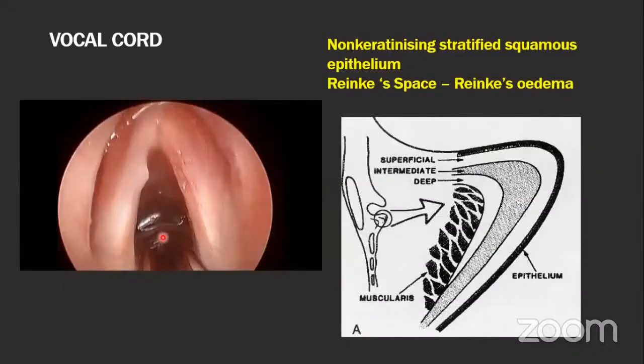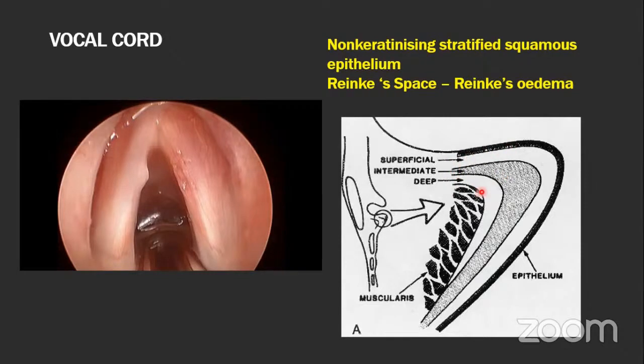Next, I'll tell you about the vocal cord. Actually, the vocal cord is a three-layered thing. It is a mucosa that is lined by non-keratinizing stratified squamous epithelium, the outer layer. And beneath the mucosa, there is lamina propria or submucosal layer, which has 3 layers: one is superficial, then intermediate and deep.